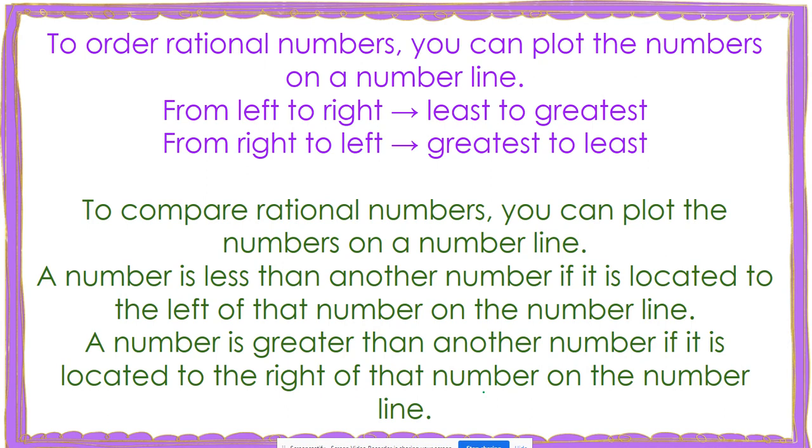A number is less than another number if it is located to the left of that number on the number line when they're plotted. A number is greater than the other number if it is located to the right of that number on the number line.